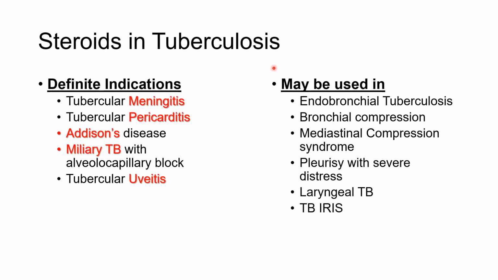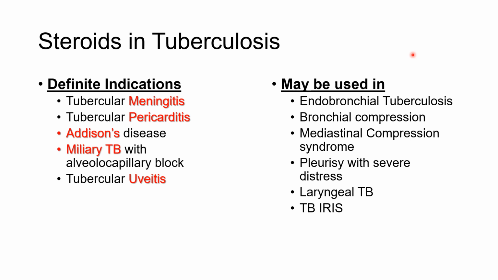may or may not consider giving steroids: endobronchial tuberculosis, bronchial compression, mediastinal compression syndrome, pleurisy with severe distress, laryngeal tuberculosis, and TB IRIS. We will learn what is TB IRIS very soon. So these are the indications of steroids in tuberculosis. These are the definite indications. These five you have to remember every time, and these are the probable indications where you may or may not use steroids depending on your clinical judgment and expert opinion.